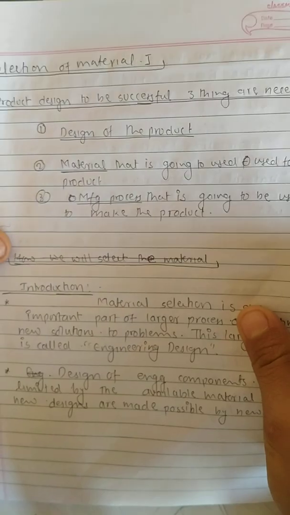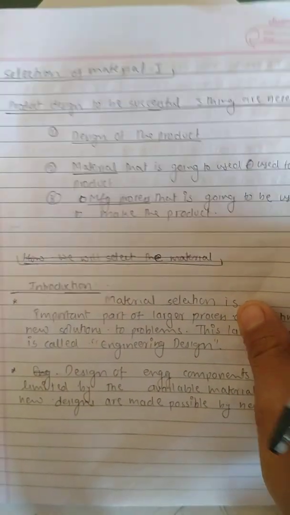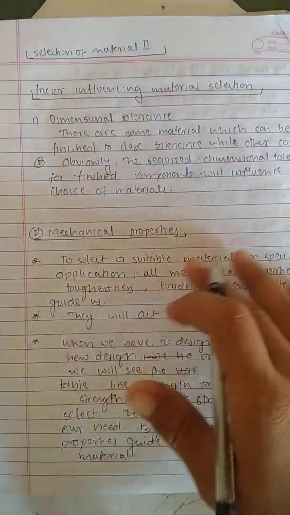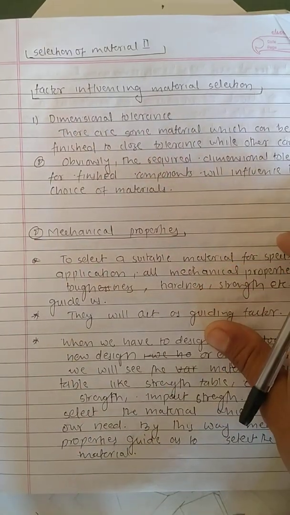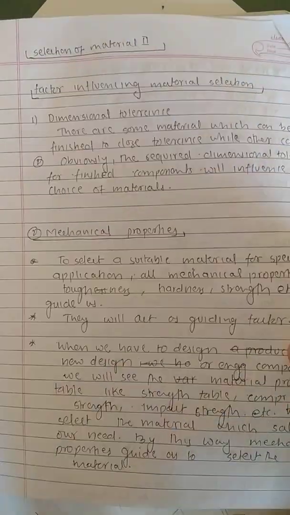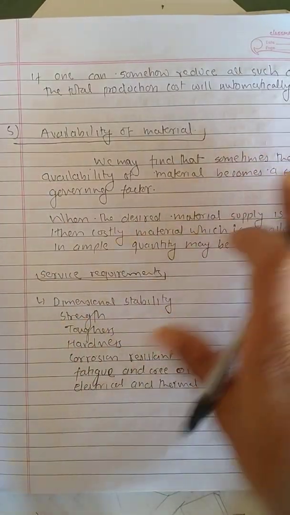Now selection of material. For product design, three things are to be considered. We will talk about the introduction: selection of material depends on how. Second, factors influencing material selection: mechanical properties, fabrication, manufacturing.